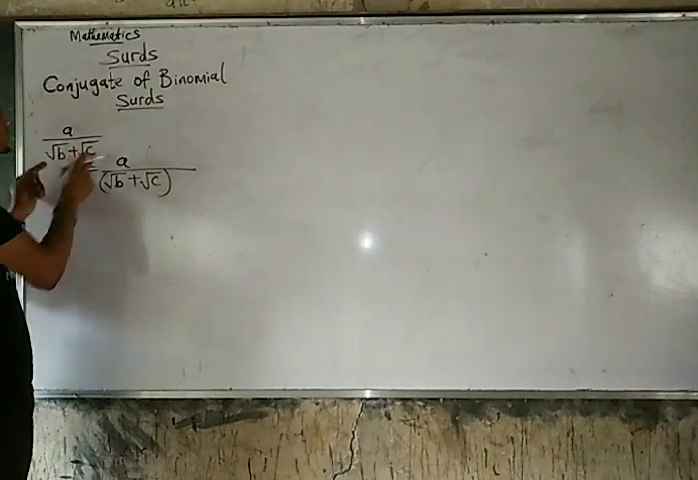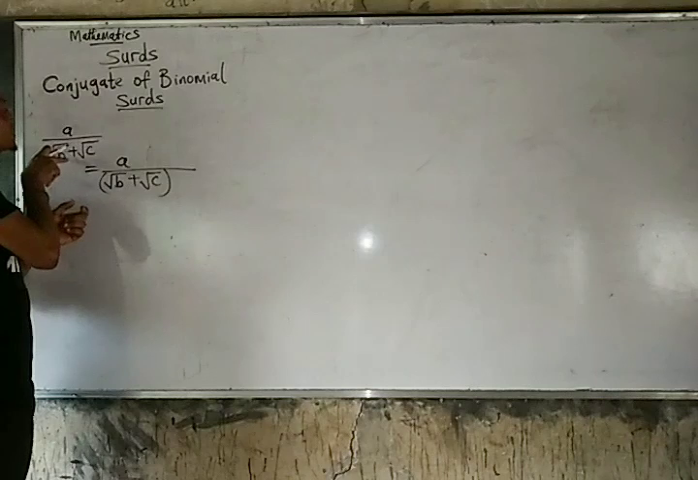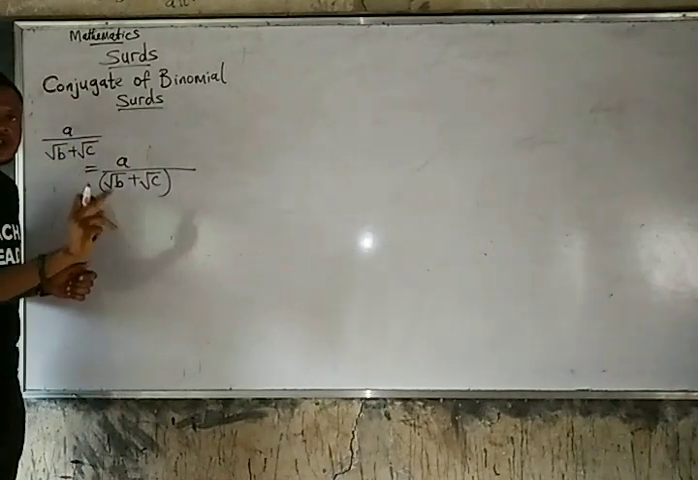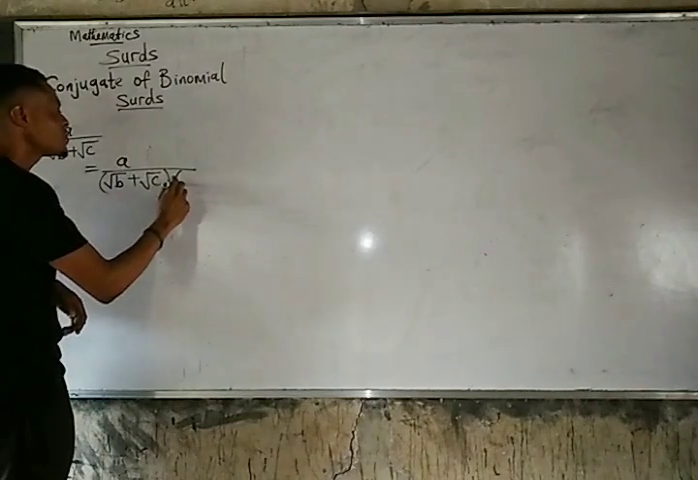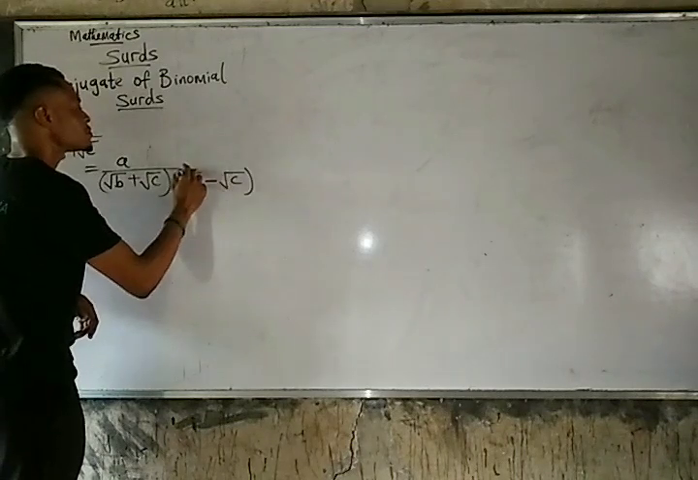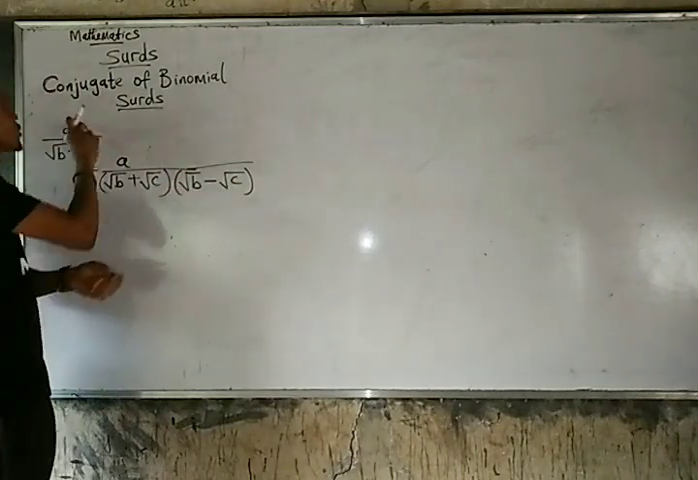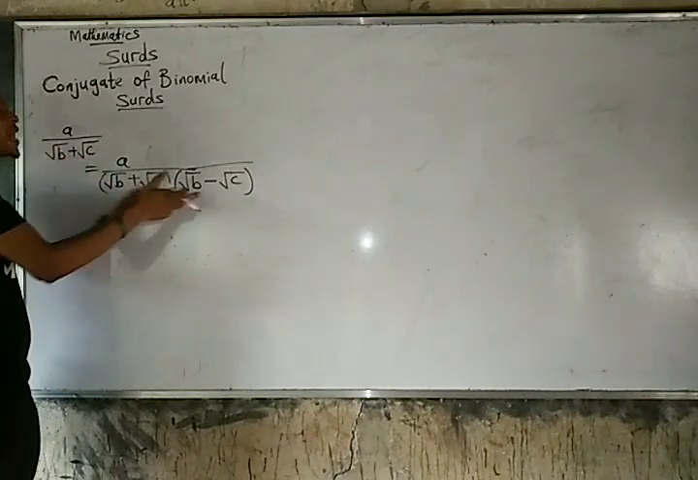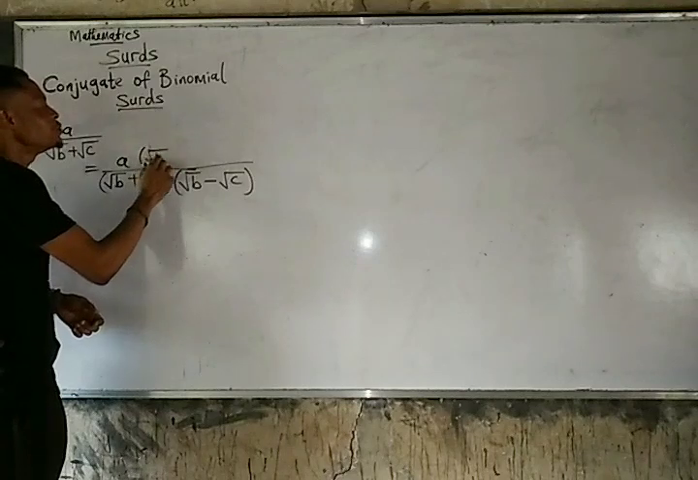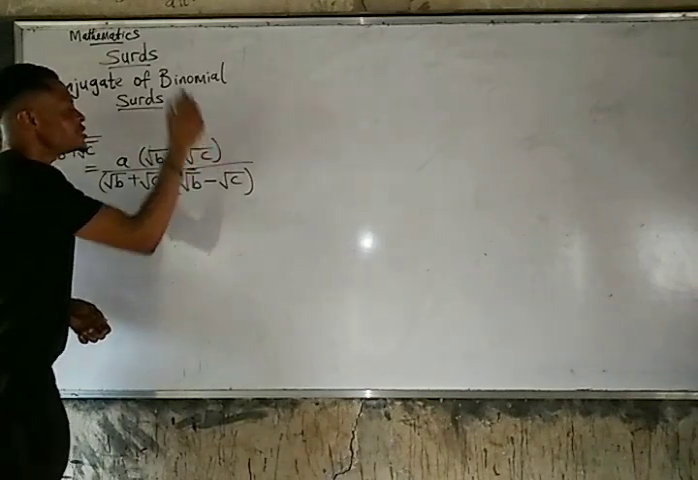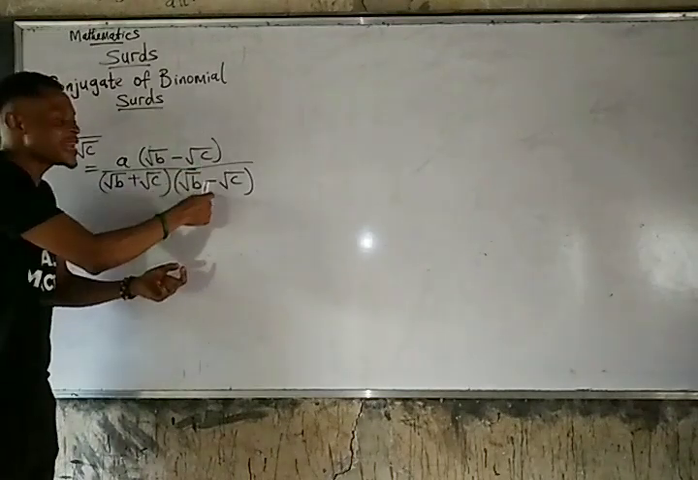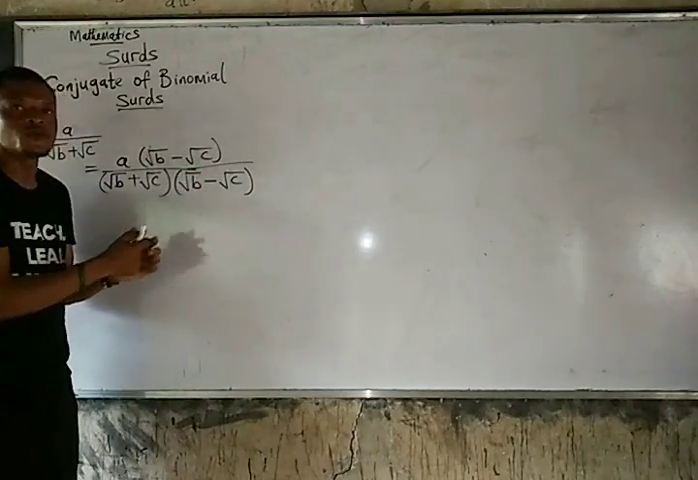We are going to multiply what we have here by the same figure here, but this addition sign will change to subtraction. So we have root b minus root c, as we have it here, and we do it for the numerator. We are going to multiply this same value with the numerator, root b minus root c. And if this was a minus, we would have used an addition sign to join the two functions.